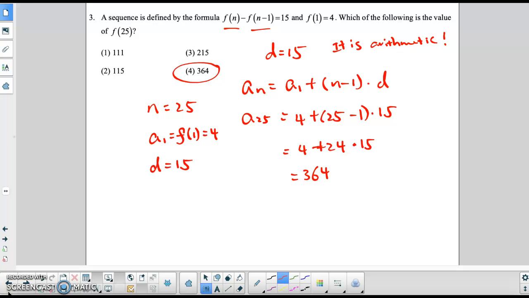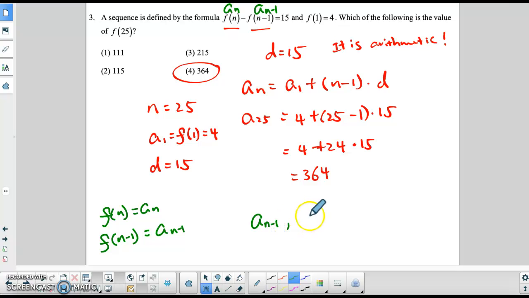Number 3. Okay, so you have f of n. Guys, if you do not recognize what that means, just think about a_n, because we've been using a_n all the time. But f of n also means a_n, the nth term. That means this will be a_(n-1). So f of (n minus 1) is the same as a_(n-1). Now look at those two. They are in the order of a_(n-1) coming first and then a_n.